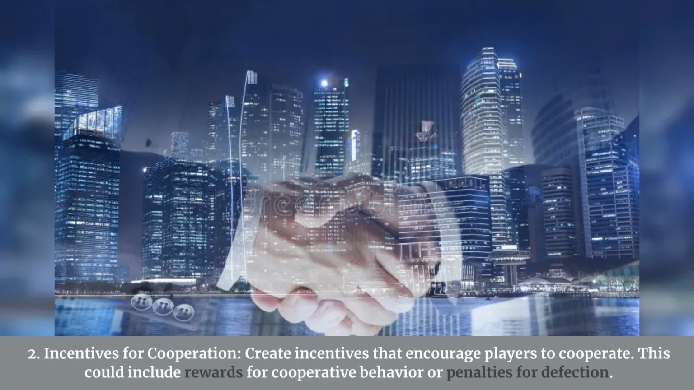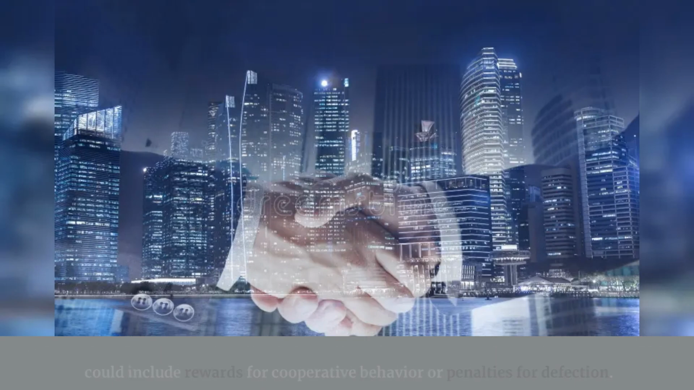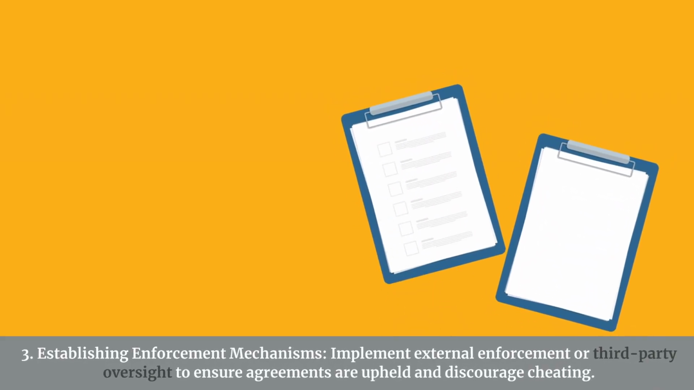2. Incentives for cooperation. Create incentives that encourage players to cooperate. This could include rewards for cooperative behavior or penalties for defection. 3. Establishing enforcement mechanisms. Implement external enforcement or third-party oversight to ensure agreements are upheld and discourage cheating.